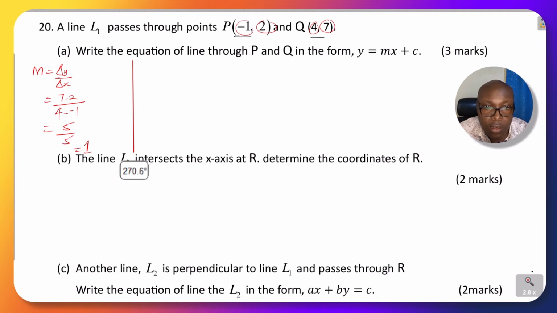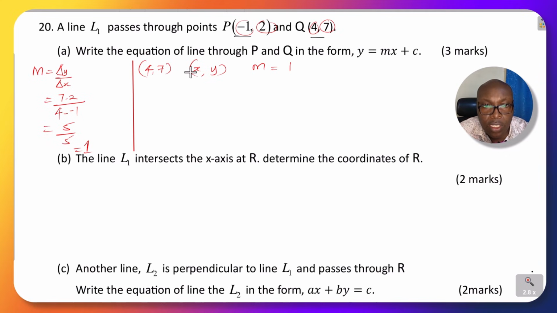So the moment you get the gradient, the next thing is to take one of the points. You can take either P or Q. I will choose 4, 7. Then introduce another general point on the same line, xy, and you know the gradient will be 1.